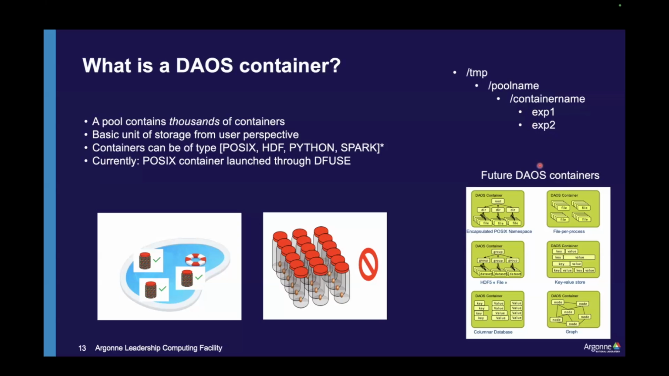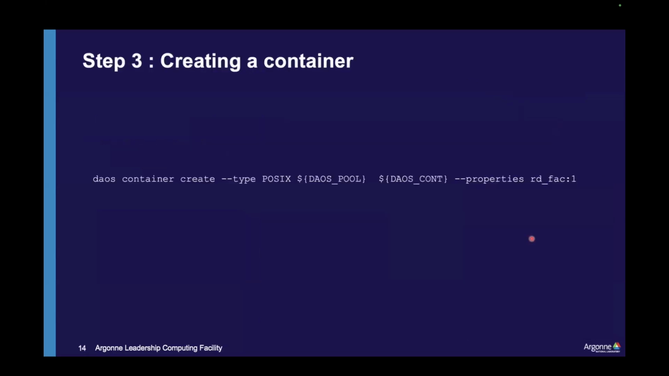For a DAOS POSIX container, you can assume it is like a top level directory. You just create a directory. And we also have different types of containers like graph container, columnar container, and HDF5 container, which are in experimental phase, and I'll cover those later. But once you have a DAOS pool, the next thing is you need a DAOS container. And how do you get a DAOS container? You just create one.